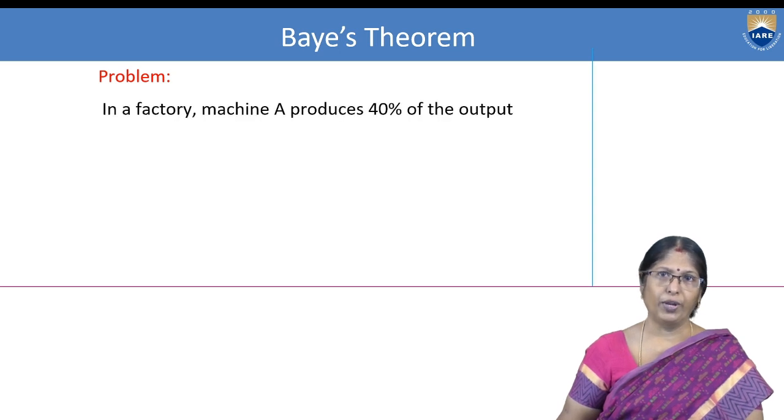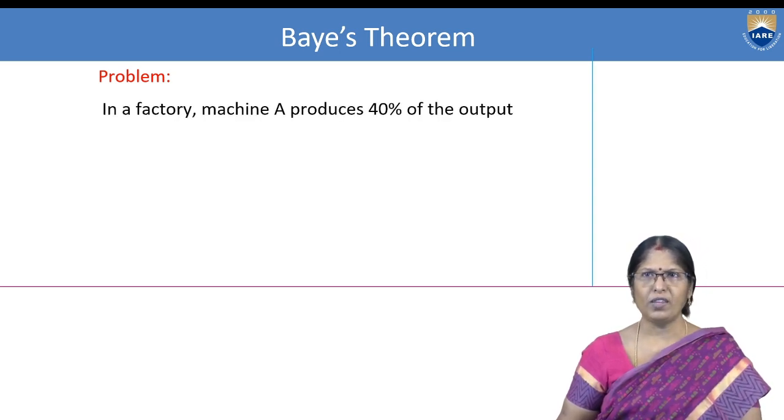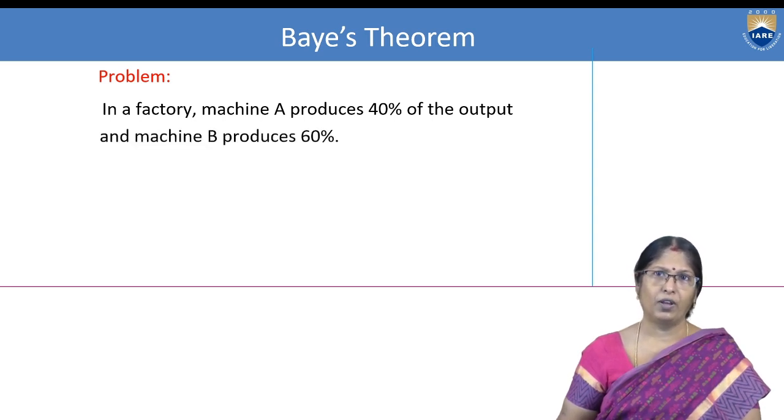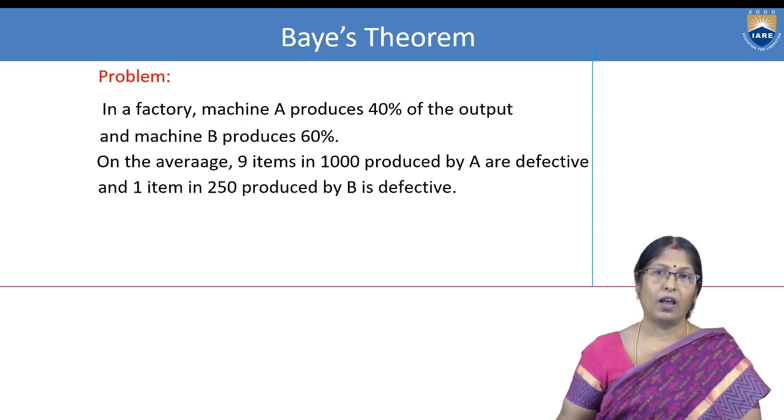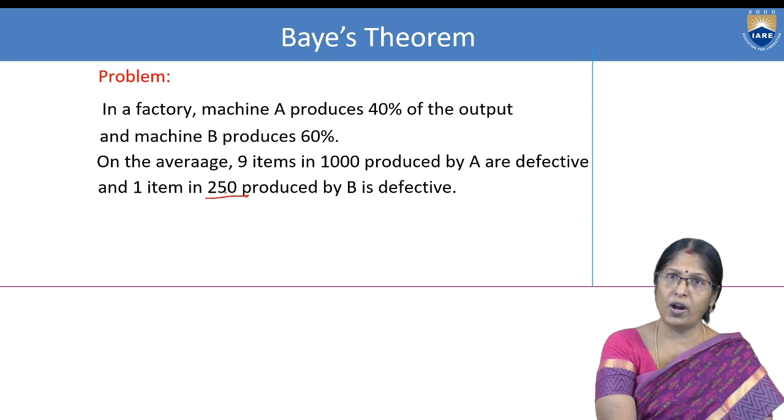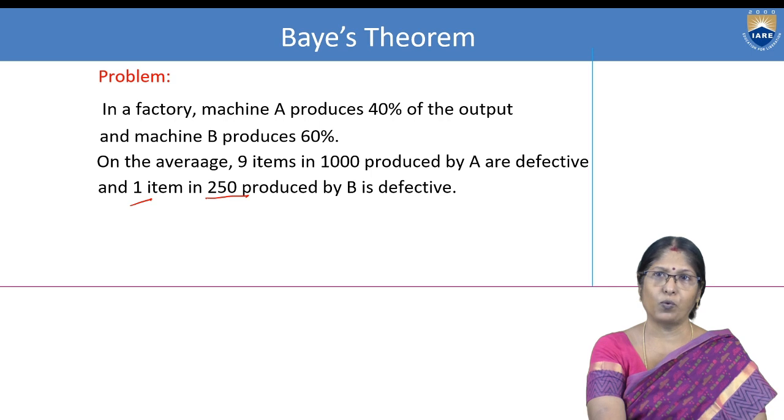One more problem we will do. In a factory, machine A produces 40% of the output and machine B produces 60% of the output. On the average, 9 items in 1000 produced by A are defective. And for B, out of 250, one item is defective. That is the question.